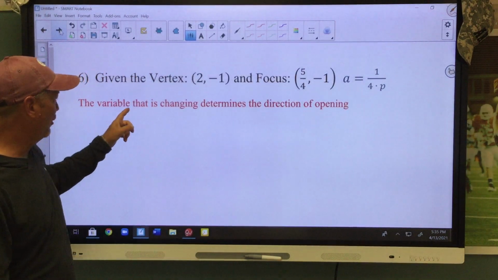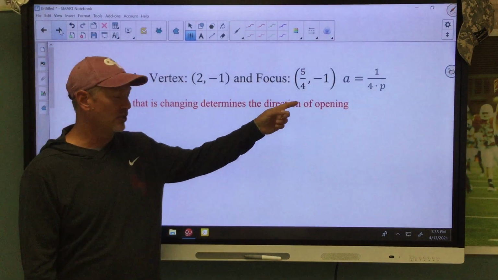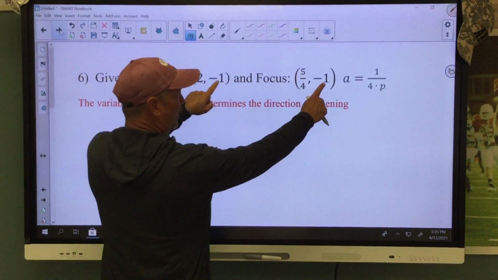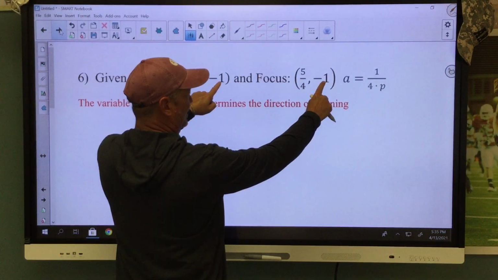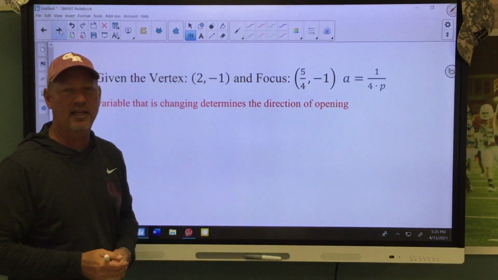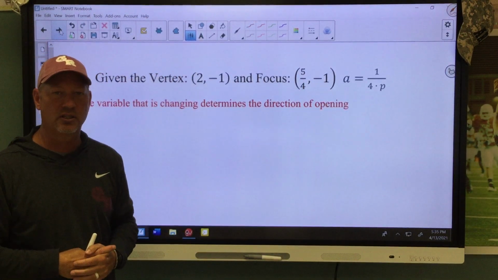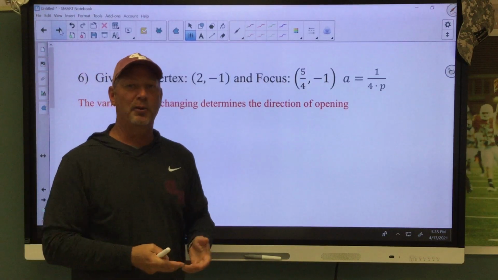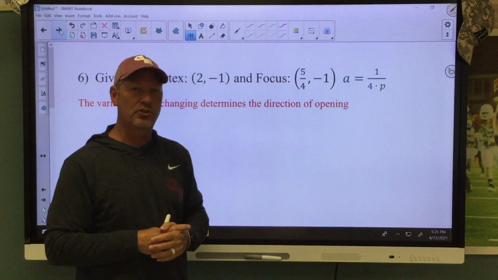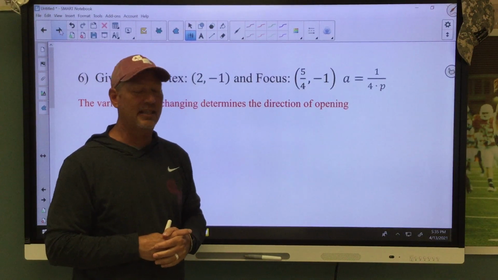It says the variable that is changing determines the direction of the opening. Okay, so what's changing? Well, look, the negative ones are in the y spot. They're staying the same. These are the variables that are changing. Okay, that x spot is changing. So that means my graph will either be opening to the left or to the right. I'm not sure just yet, but I do know it's going to be x equals.